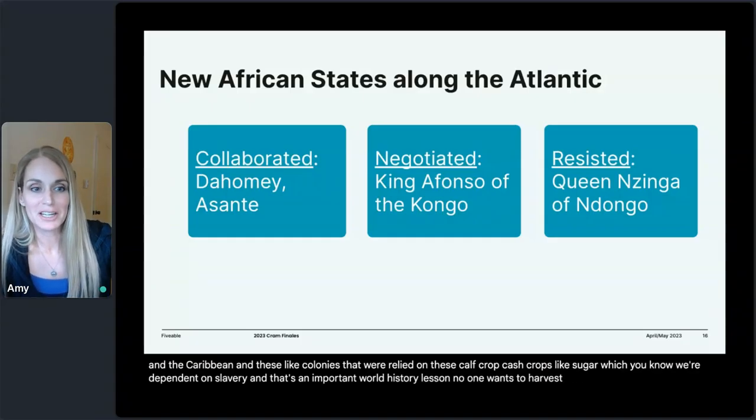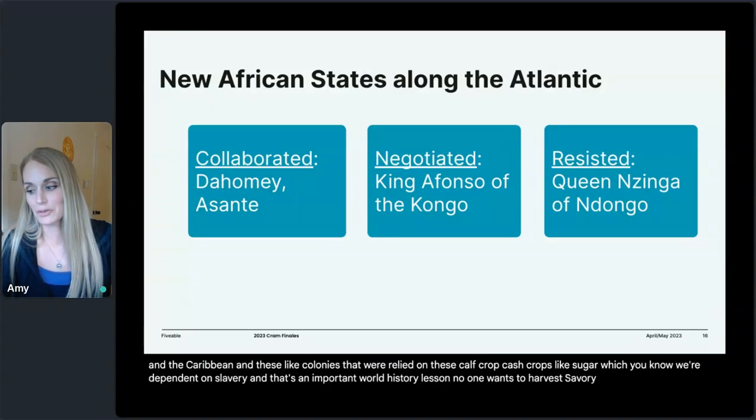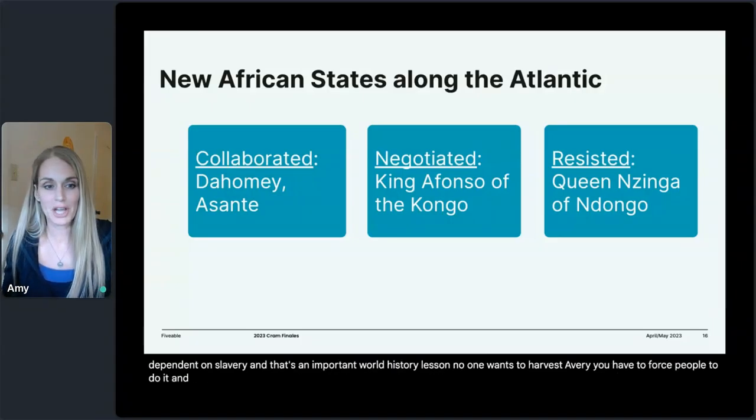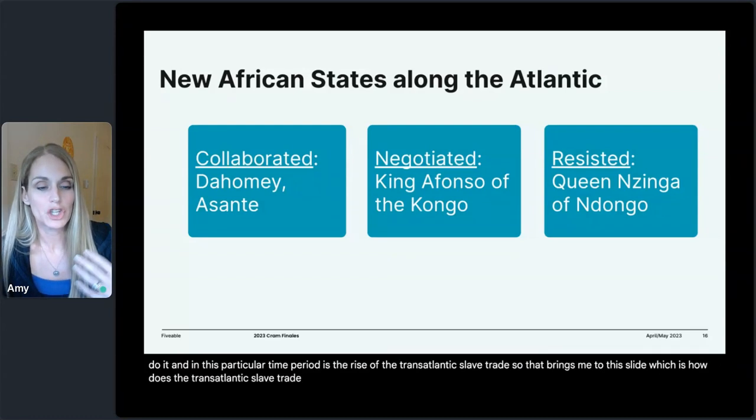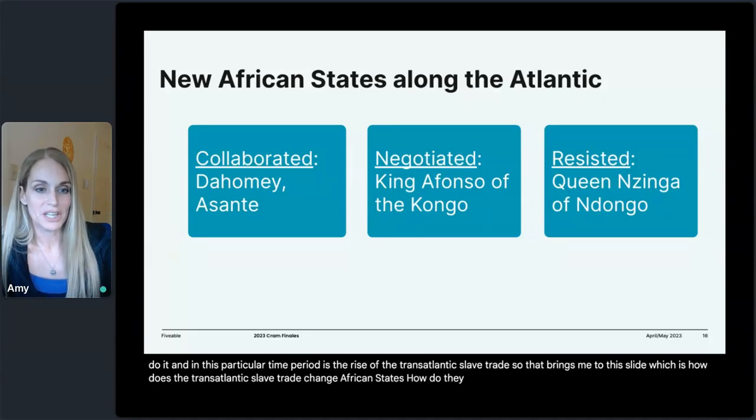Wherever there is sugar, there is slavery. You have to force people to do it. And in this particular time period, it's the rise of the transatlantic slave trade. So that brings me to this slide, which is how does the transatlantic slave trade change African states? How do they respond? And there's three different types of responses.